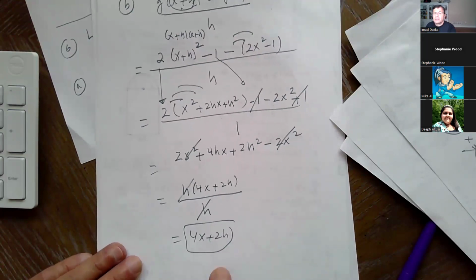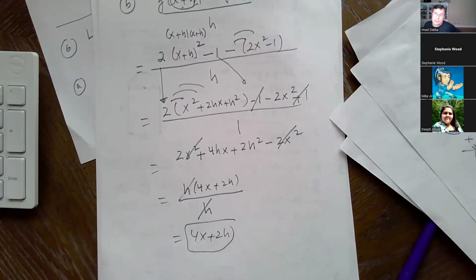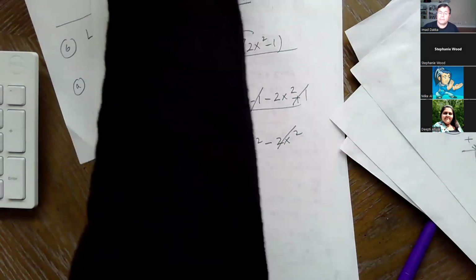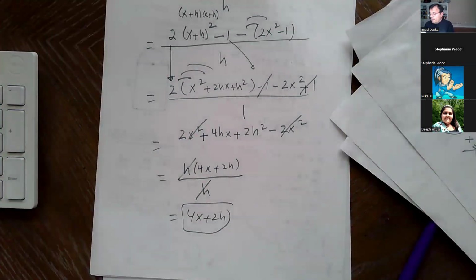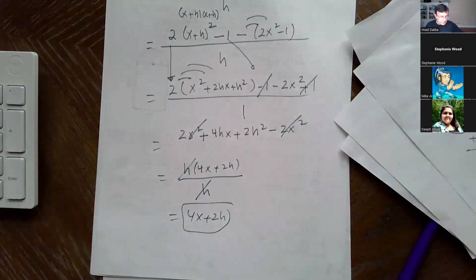This is the basis of calculus, okay? Limits are the basis of calculus, and this is the basis of limits. So this is really important if you're planning on taking a calc class. All right.